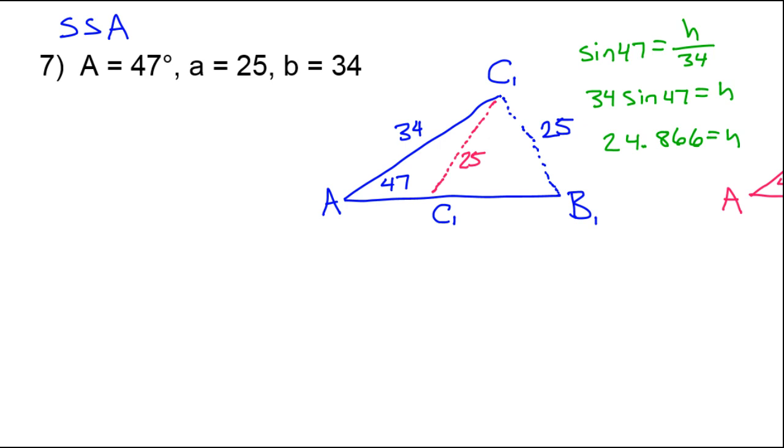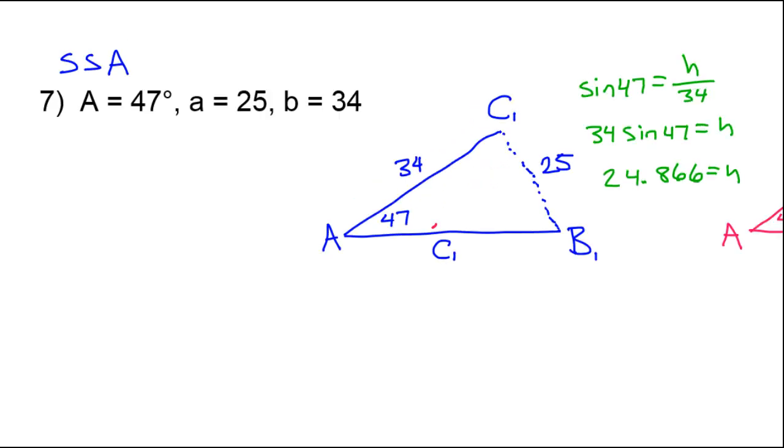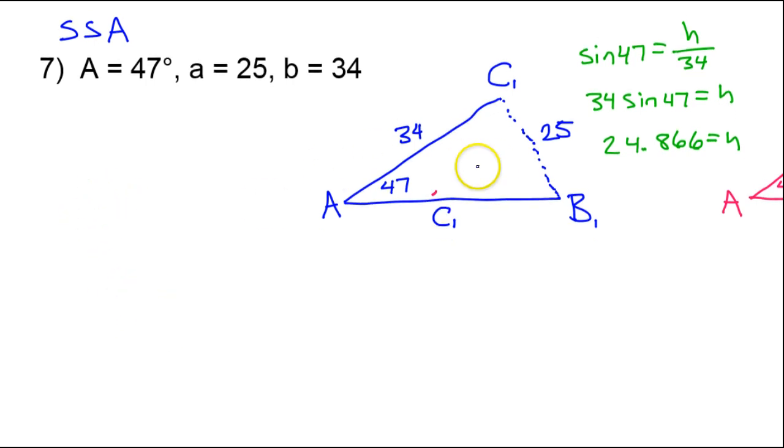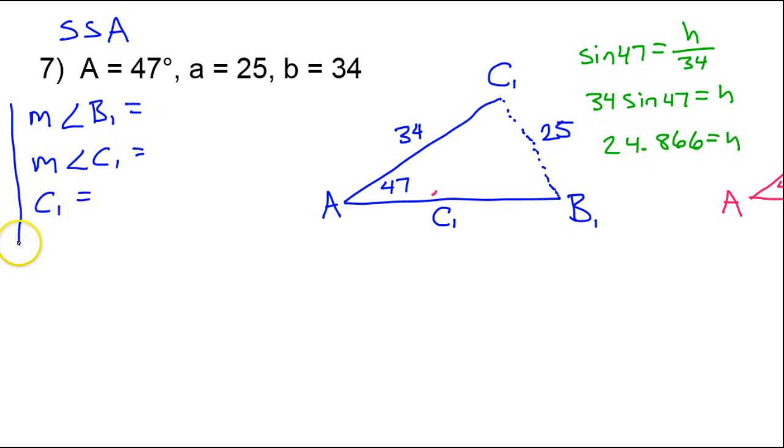Alright, for now, let's go ahead and solve the blue triangle. What are the pieces of information that we're going to need? To solve this triangle, we're going to need the measure of angle B1, and we will need the measure of angle C1, and we will need the length of side C1. So we will find these three pieces of information.